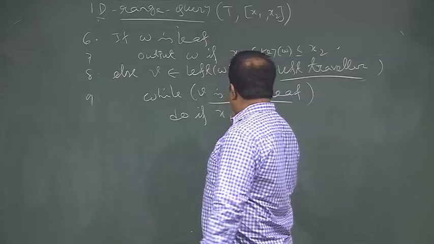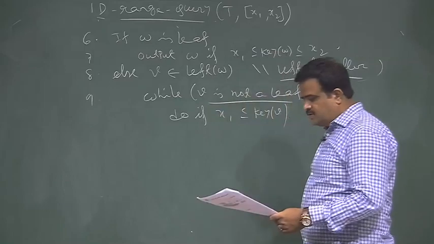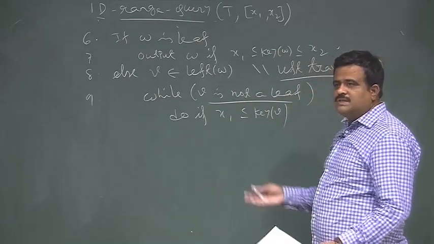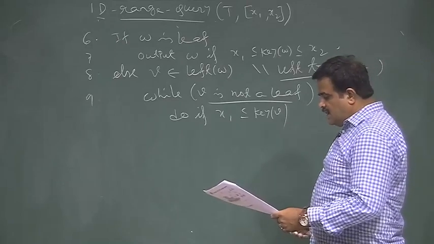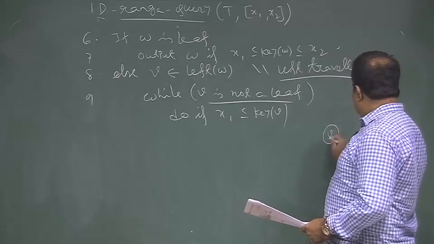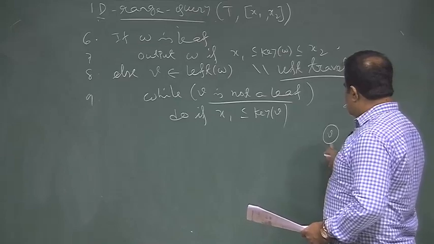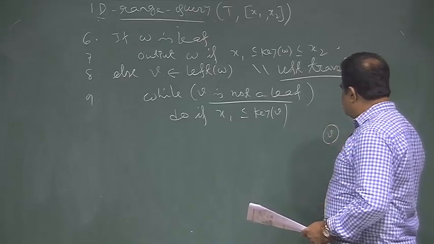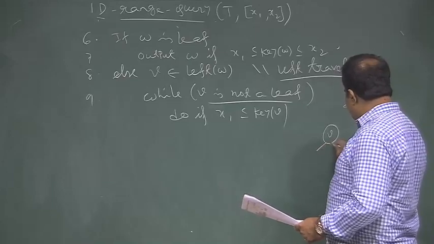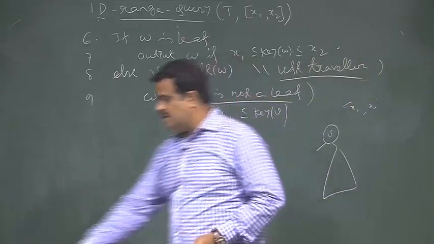If x1 is less than or equal to key of V, sorry, V is not a leaf. If x1 is less than or equal to key of V, that means this is our V. So, we are looking for x1, x2. Now, we know that something is interesting over here. If x1 is less than or equal to key of V, then we have to go to the left part and we will output all the right part. That is the idea.